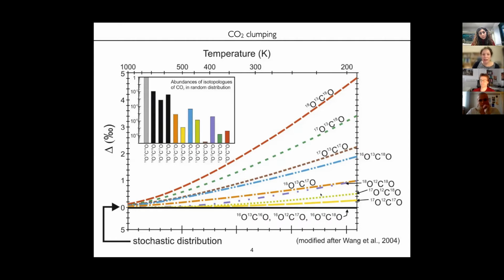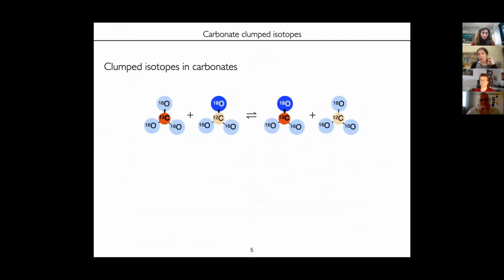So if we look at carbonate molecules now, we again have an equation here with different versions of the carbonate molecule, and we have one clumped version in here. Just a little self-test. Can everyone identify the clumped version? That's this one here. So it's the version that has both a 13C and an 18O in the same molecule.